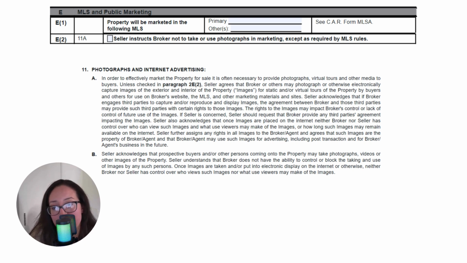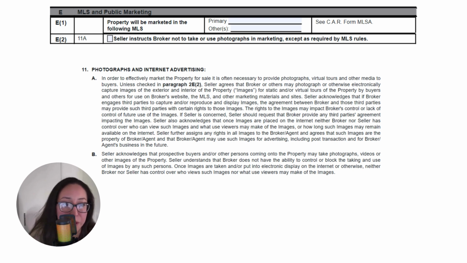So on the actual listing agreement, all you're going to really fill in there on E1 is the agent's primary MLS, and then if they have any other additional MLS that they may be a part of, and including the listing on. E2, it would just be if the seller wants to not use photographs, except for those that are required by the MLS, they would check that box.